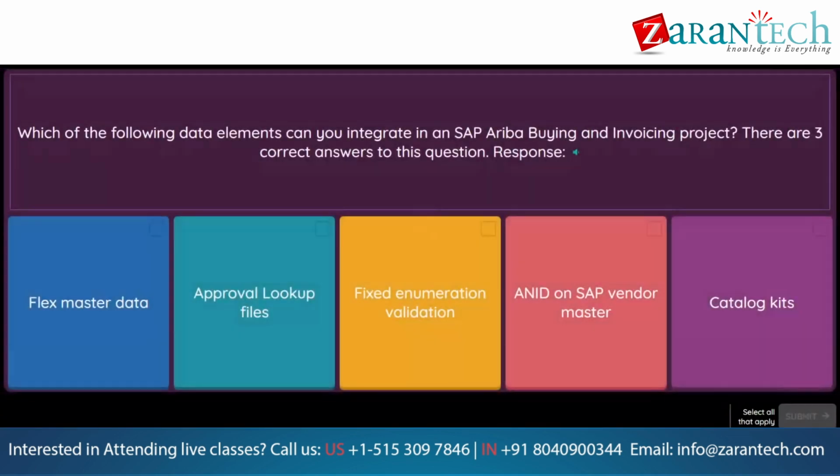Question: which of the following data elements can you integrate in an SAP Ariba buying and invoicing project? There are three correct answers to this question. Response: Option 1 Flex Master Data. Option 2 Approval Lookup Files. Option 3 Fixed Enumeration Validation. Option 4 ANID on SAP Vendor Master. Option 5 Catalog Kits.